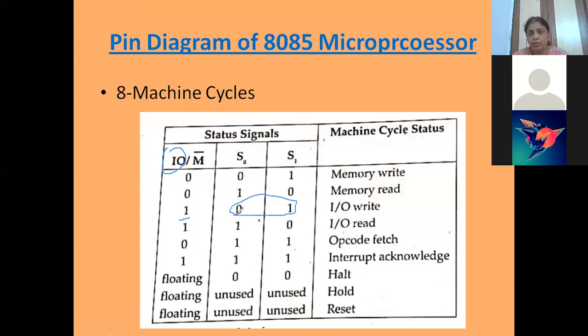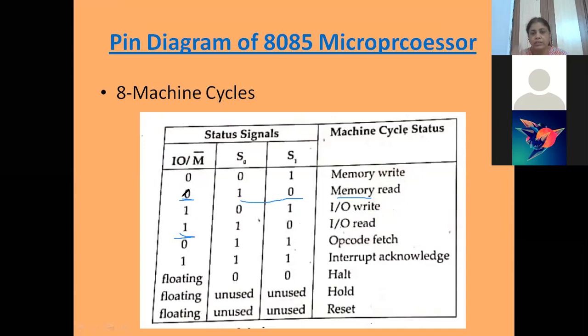But write to where? If it is 1, it is to input output devices. And if it is 0, तो राइटिंग किस में कर रहे हैं आप? मेमोरी राइट. Okay, so you are writing something in the memory, and if it is 1, then you are writing into some input output devices. Okay, and memory read का क्या status था? 10. But this reading is from where? From input output device or from memory? So if the reading is from input output devices, this signal should be 1. And if the reading is from memory, then this signal should be 0.